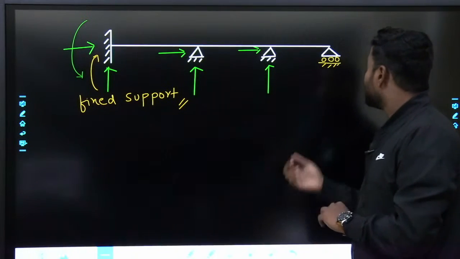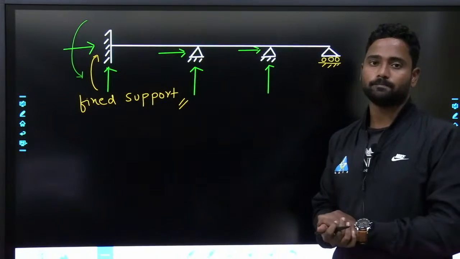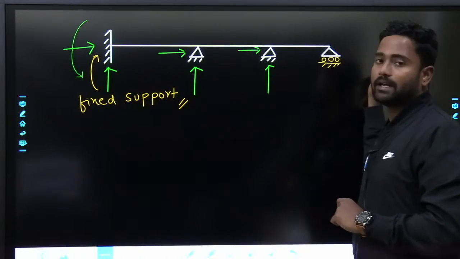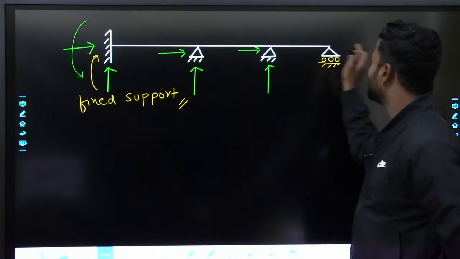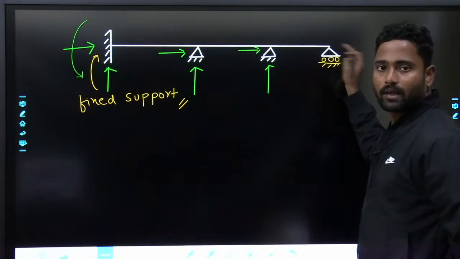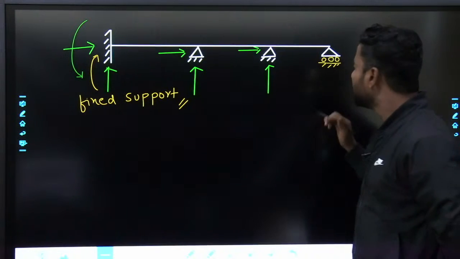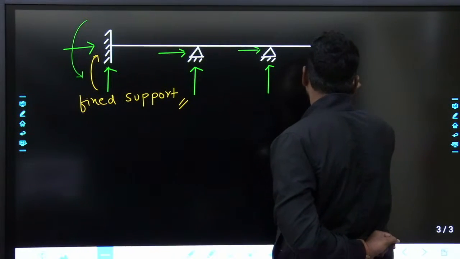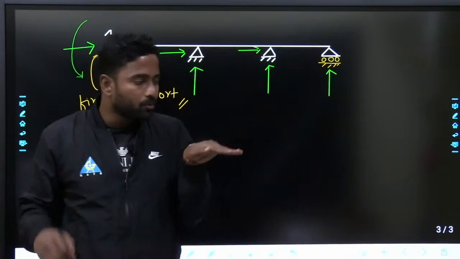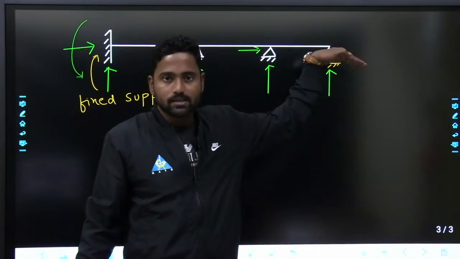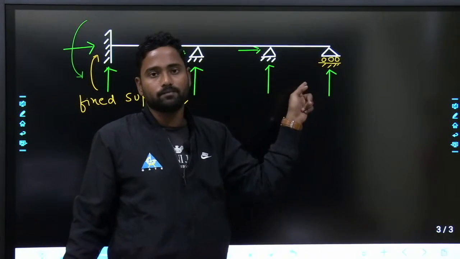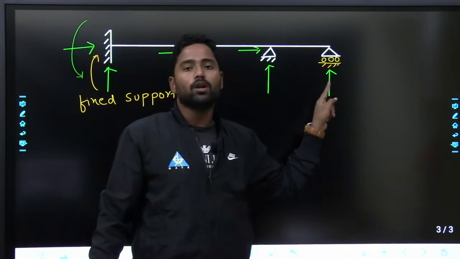Now if I come to roller support, roller means it can move in the horizontal direction, but it can't move in the vertical direction, and it can rotate. You are getting it? So here also there will be only one reaction. At roller support, it can move like this, but the beam can't move vertically, and the beam can easily rotate. So at roller support there will be only one reaction.